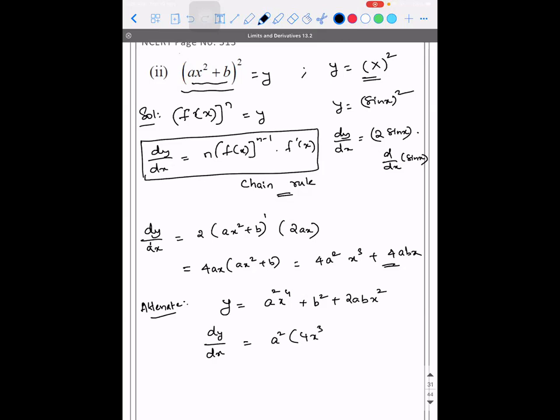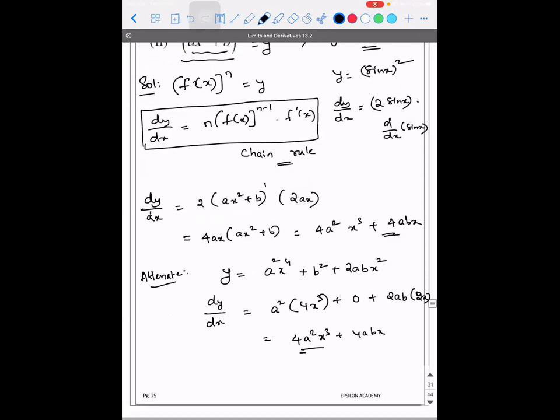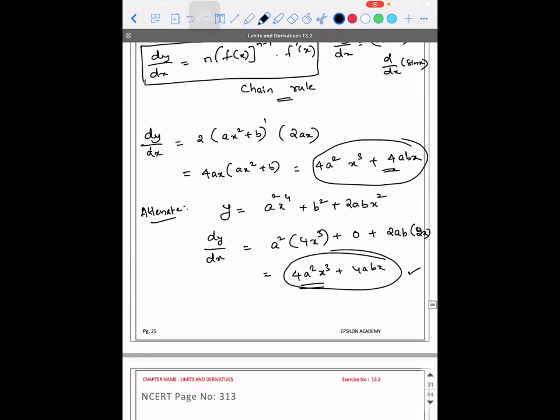It is a square into 4x cube, plus the derivative of b square is 0, plus 2ab into the derivative of x square, which is 2x. So it is 4a square x cube plus 4abx. Look at the answers. They both are matching, right? So it's up to you. But I suggest you practice the chain rule more. So 4a square x cube plus 4abx. This is the answer. Okay.